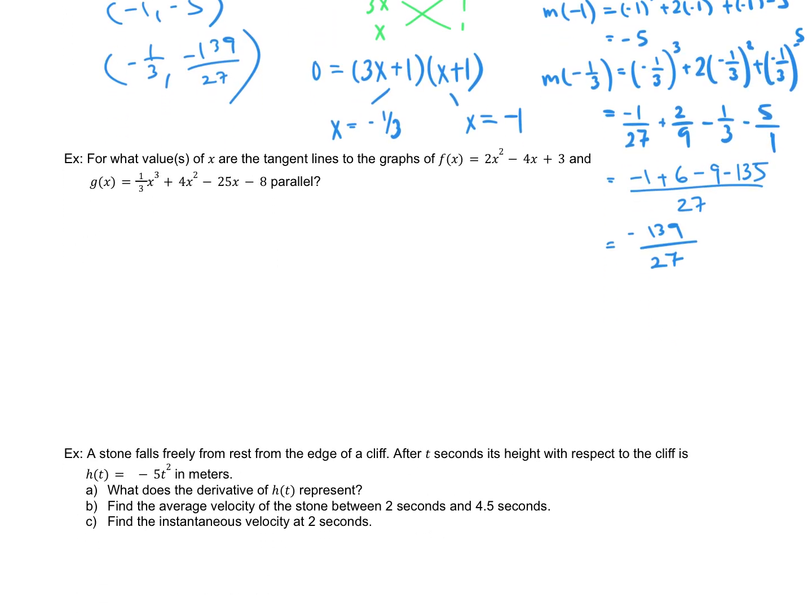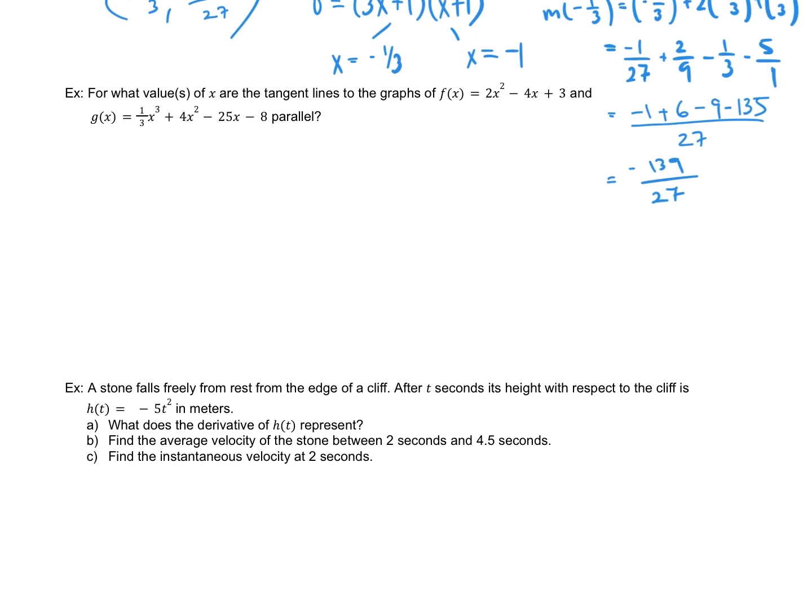All right. For what value or values of x are the tangent lines to the graph of f at x equals that quadratic and g of x equals that cubic parallel? So if we want our tangent lines to be parallel, that means the slope of the tangent lines should be the same. And if the slope of the tangent lines are the same, that means the derivatives are the same. So we are trying to find when is f prime of x equal to g prime of x.